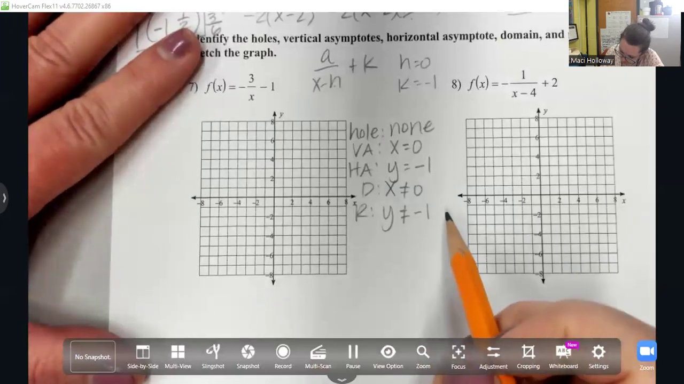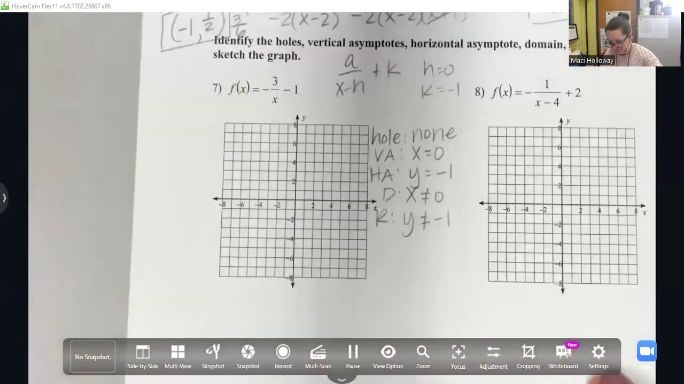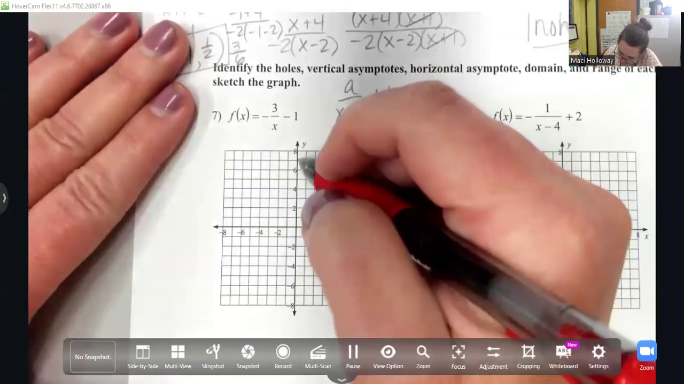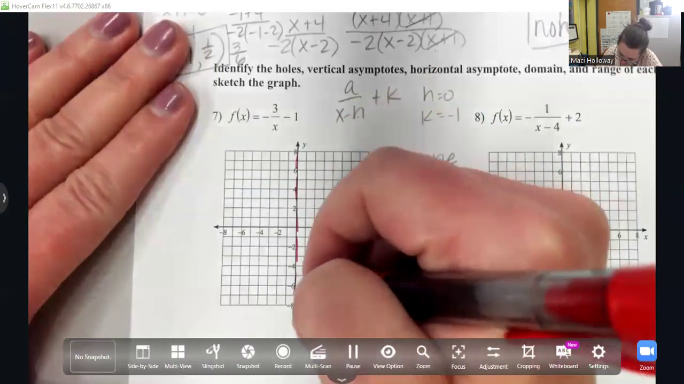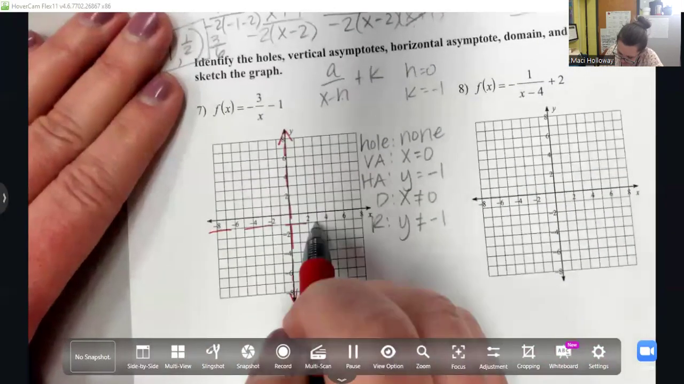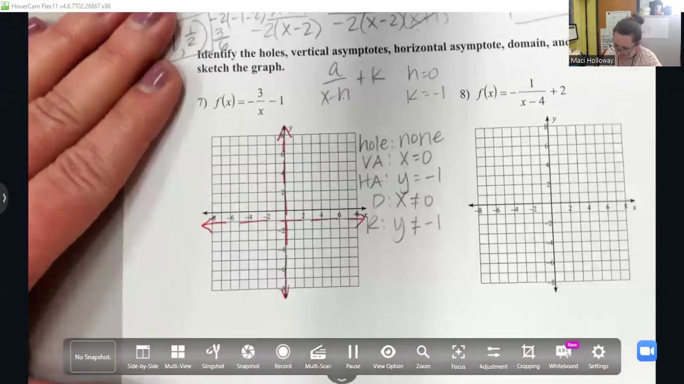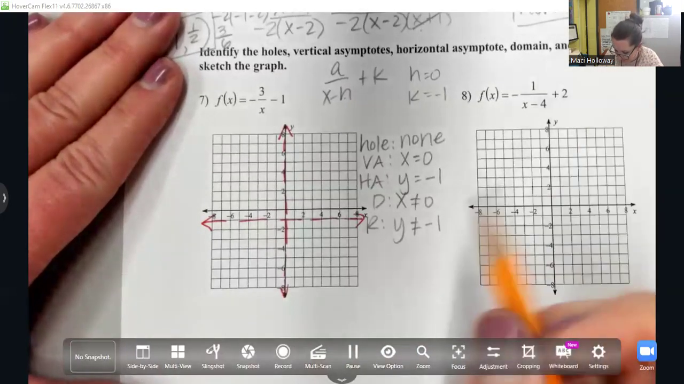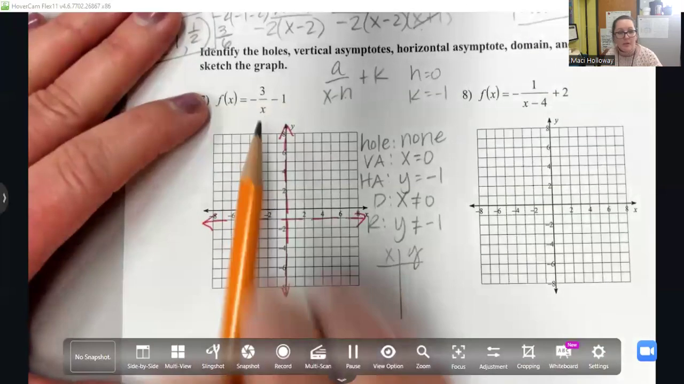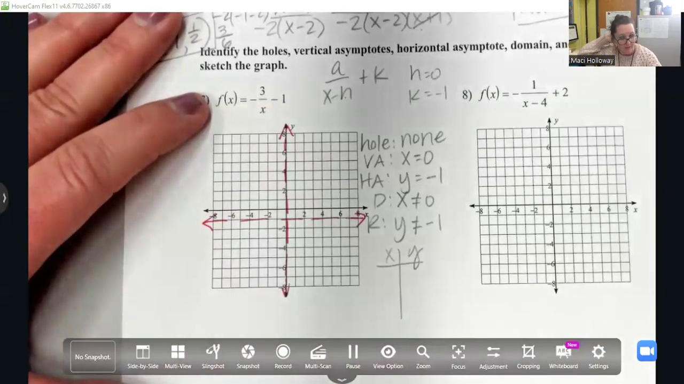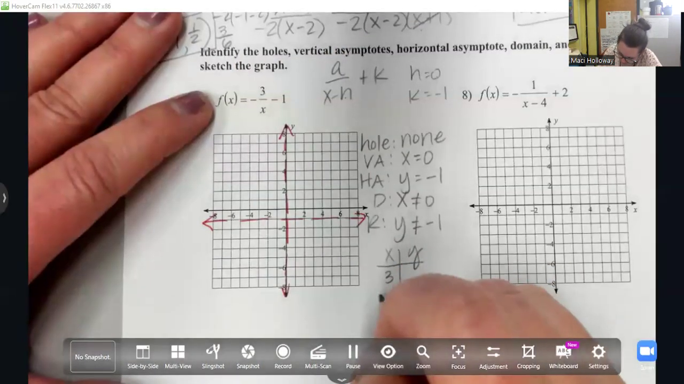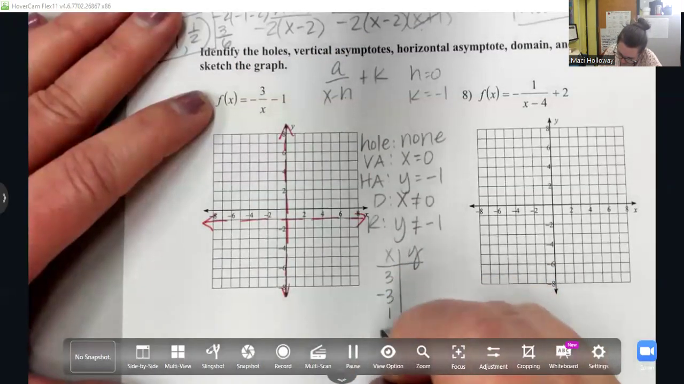So let's graph this guy. I'm going to use a pen just so we can see it. My vertical asymptote is at 0, so that's here. Horizontal asymptote is at -1. Let's find some points here. So I want to find some points that I can plug in for X that would make those values work. So I can plug in 3, -3, 1, and -1.